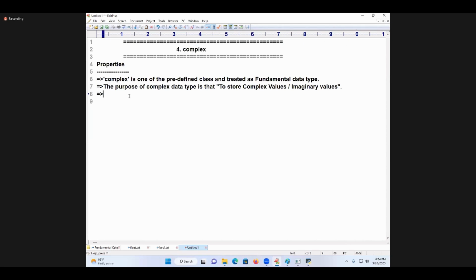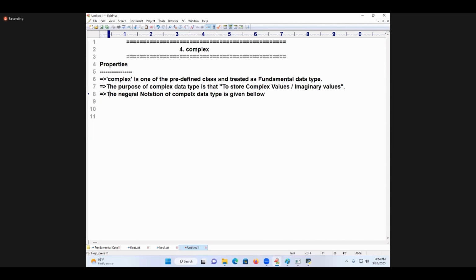Next, I'm going to move further. The general notation of the complex data type is given below. I will write it. What is the general notation of it? I'm writing A plus Bj, or A minus Bj. You can write anything, not only A and B, students. You can write X plus Yj or X minus Yj.